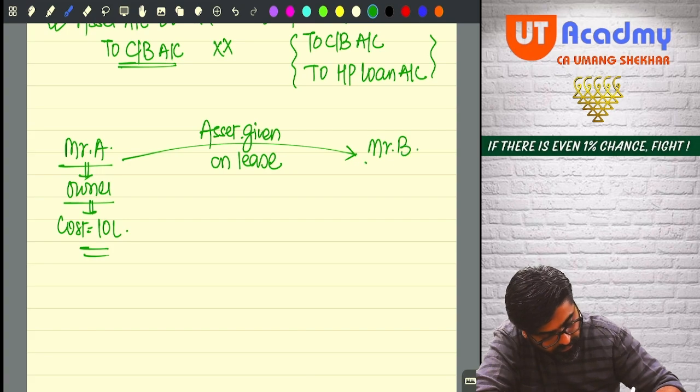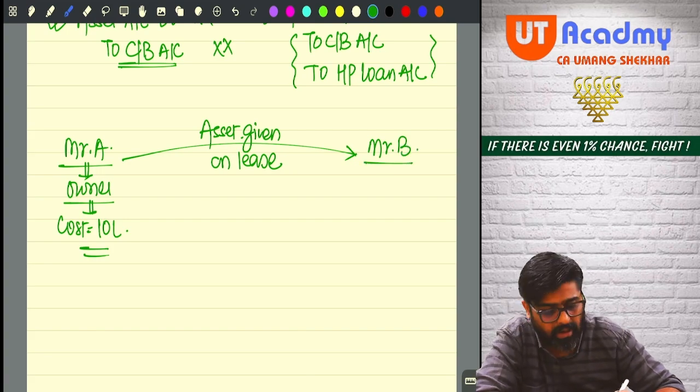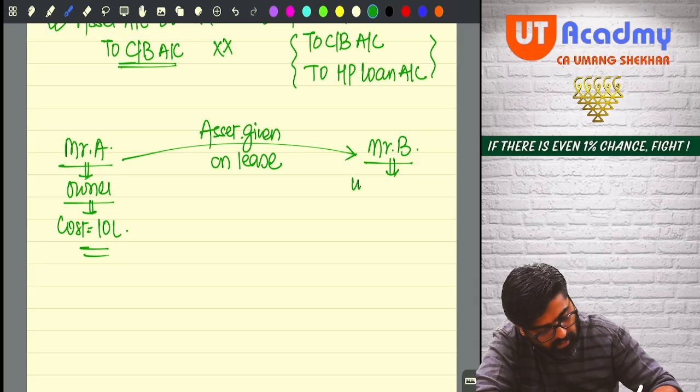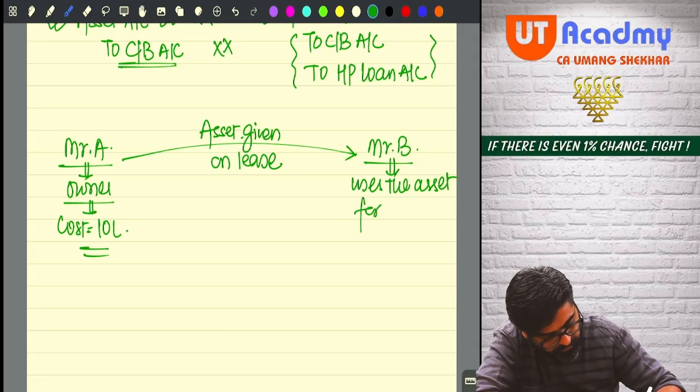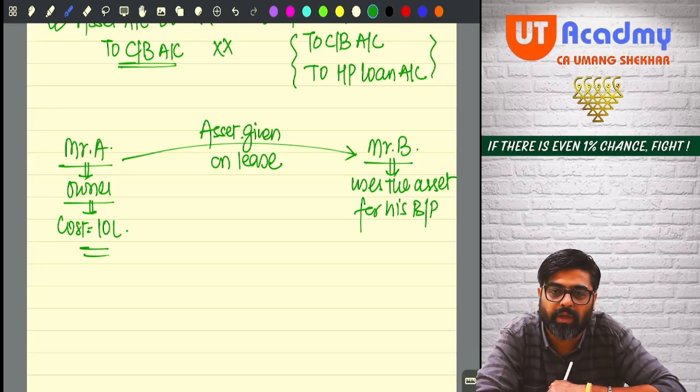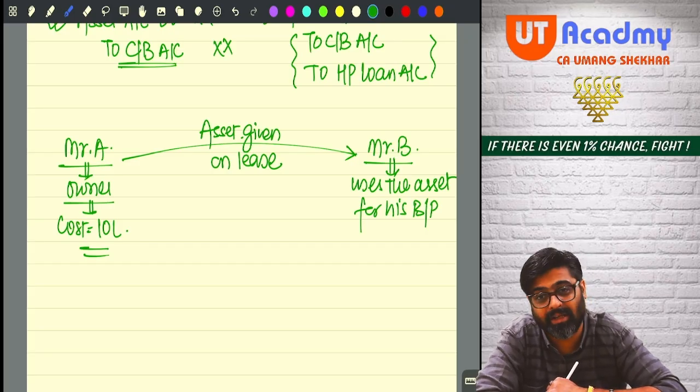B. Right? And B uses the asset for his business or profession. So the asset which is taken by B is used by B in his business or profession. But he is not the owner of the asset. He is just the user of the asset. But he is using that asset in his business or profession. Yes or no?